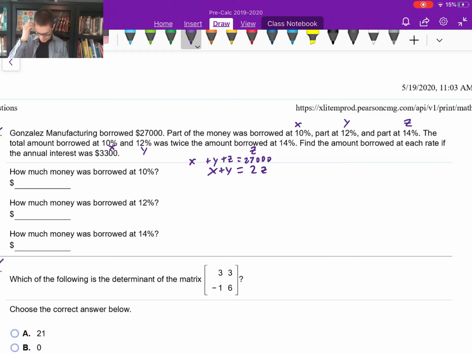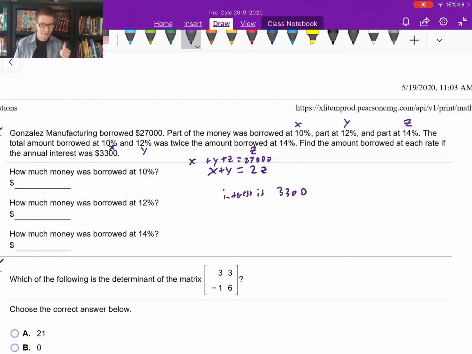Let's see, what is the interest rate? So interest is $3,300, not $33,000. That'd be more than the principal. Okay, $3,300, and let's see. The interest is the amount of, let's see.